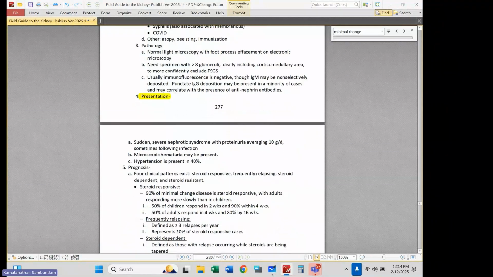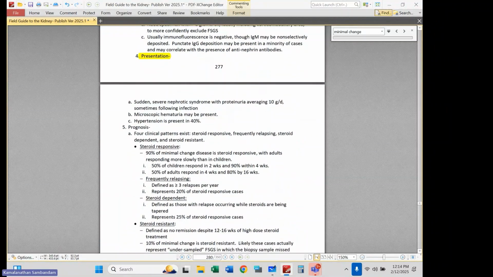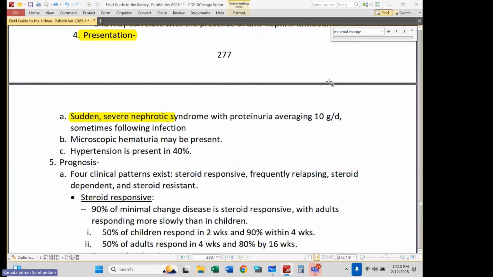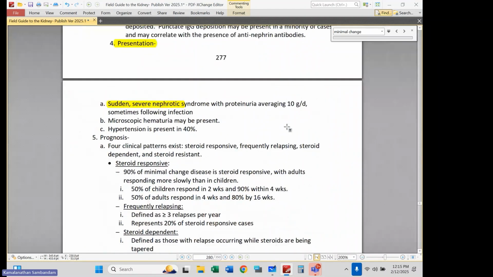Okay, with that, let's go to some of the presentation. Typically, these individuals present with a sudden explosive onset of edema, hypoalbuminemia, and they often have very large amounts of proteinuria. Membranous nephropathy also typically has a large amount of proteinuria. We'll contrast that with FSGS, particularly secondary FSGS, in a forthcoming conversation.